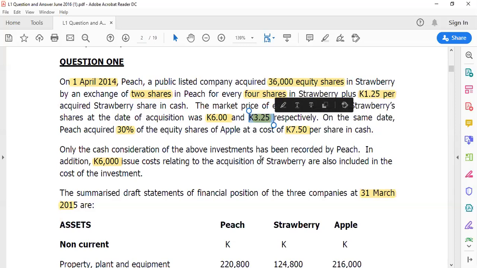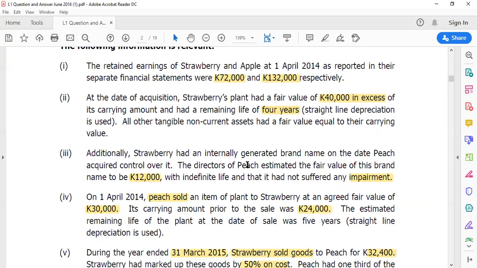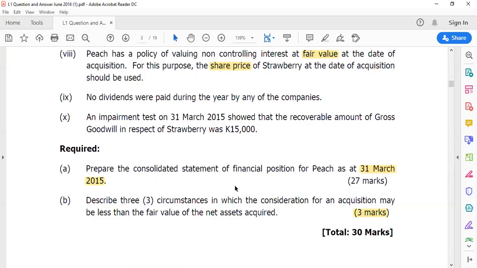You see, 3.25 kwacha per share of the share price. So that's the price we're going to use. Okay, so there we go. We get our 48,000.